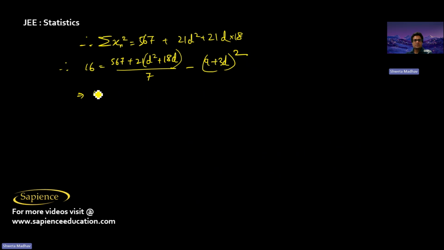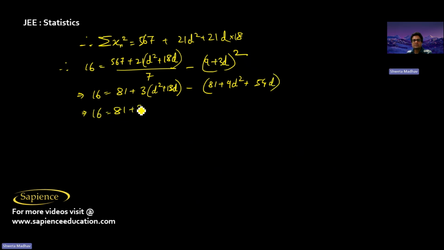Therefore, this will be 16 equal to 7 8s are 56, then 7 3s are 21, so 3d square plus 18d, minus this is 9 9s are 81 plus 9d square plus this is 2 into 3 is 6, 6 9s are 54, 54d. So this will be 16 equal to 81 plus 3d square plus this is 18 into 3, that is 54d.